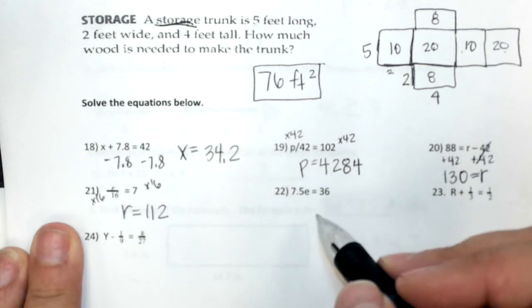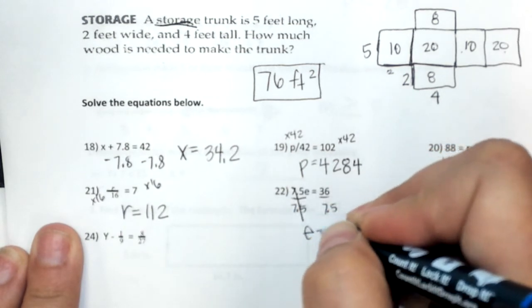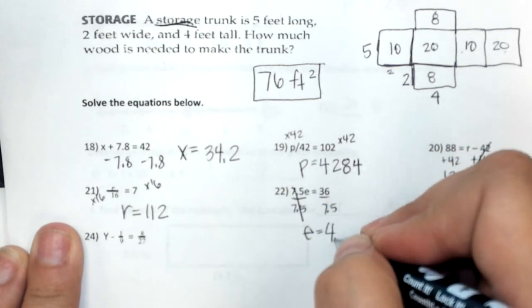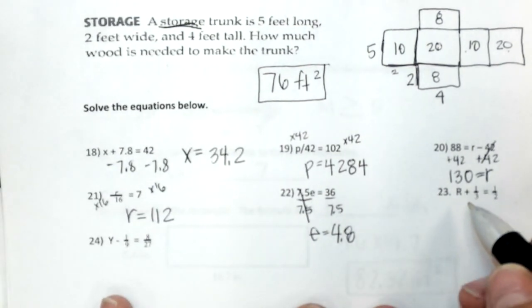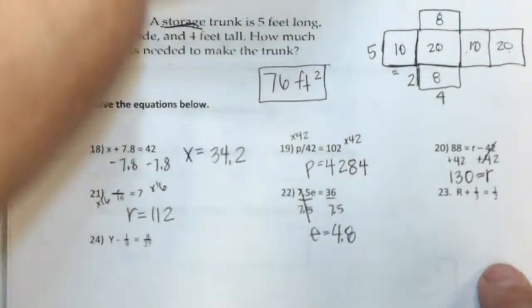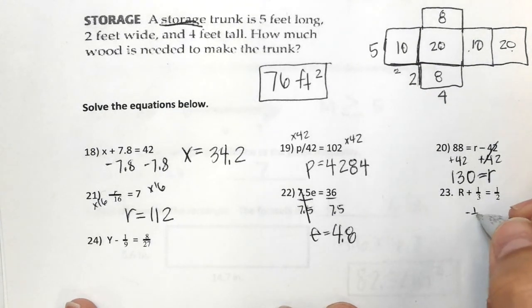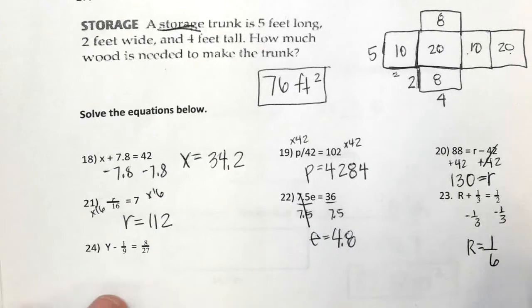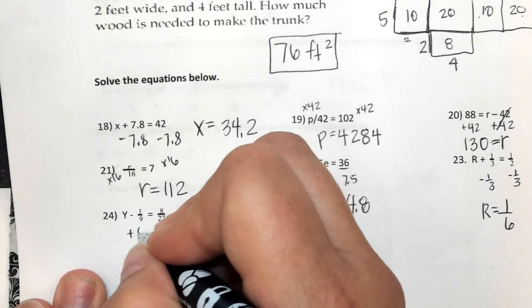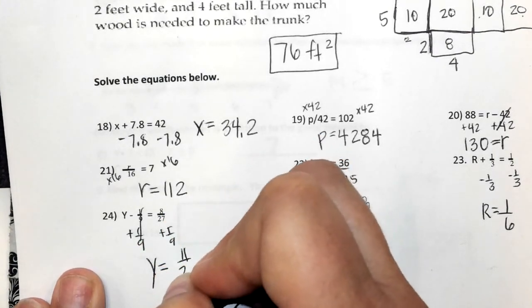This is multiplication. How do we undo it? Division. Divided by 7.5. 4.8. Okay. And here we go. Plus 1/3. How do we undo it? Subtraction. So minus 1/3 to both sides. R is equal to 1/6. And the last one, subtraction, we undo it with addition. Plus 1/9 to both sides. 1127. There we go.